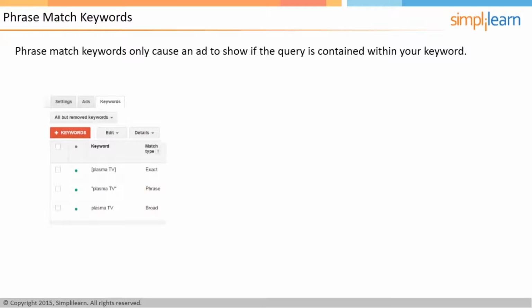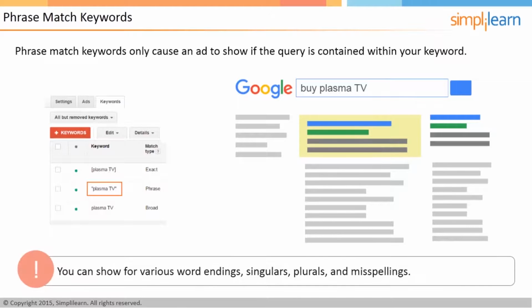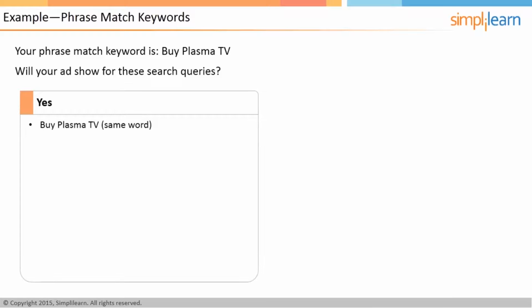Our next match type is known as phrase match. Phrase match keywords only cause an ad to show if the query is contained within your keyword phrase. You can still show for various word endings like singulars, plurals, misspellings, and so forth. Let's look at some examples to see if an ad can be displayed. If you have the keyword buy plasma TV in phrase match, will your ad show for these queries? In our yes column, buy plasma TV, it's the same keyword. You don't have to have words before or after, so you could show.